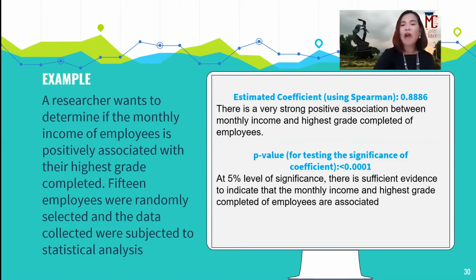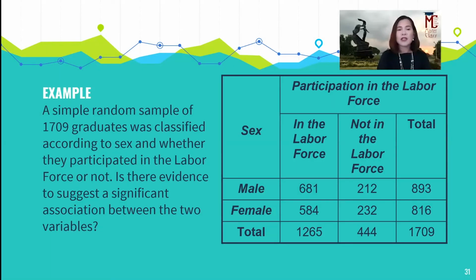Okay. Now, for the qualitative or categorical variable, let me give you this example. A simple random sample of 1,709 graduates was classified according to sex, male and female, and whether they participated in the labor force or not. Okay? So I have here a 2x2 contingency table. Is there evidence to suggest a significant association between these two variables?